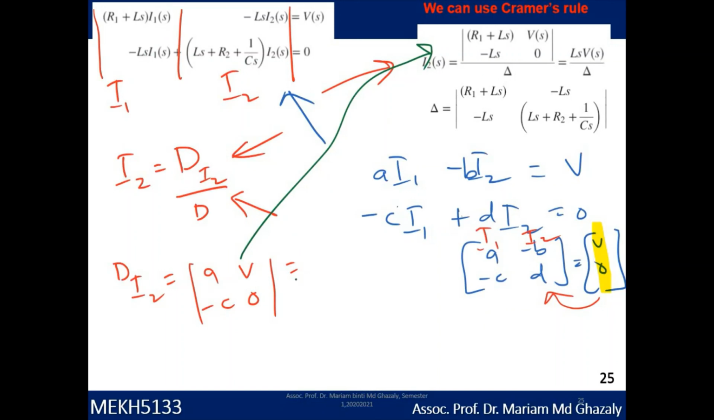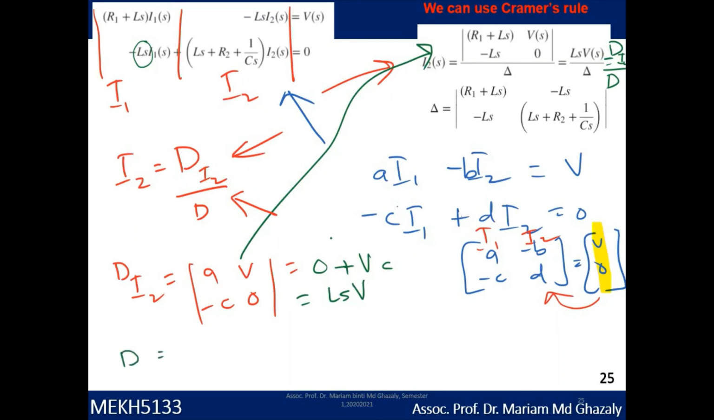So if you substitute, you will get 0 minus, plus VC. This one is only for I. This one, if you see here, is dI2 over d. So VC, what is C? C is this one, Ls. So that's why you have LsV for the determinant of I2.